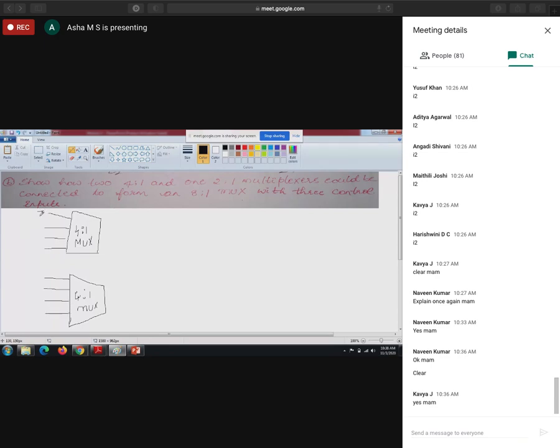So label them I naught, I1, I2, I3, I4, I5, I6, I7. Okay. Then the 2 to 1 multiplexer.